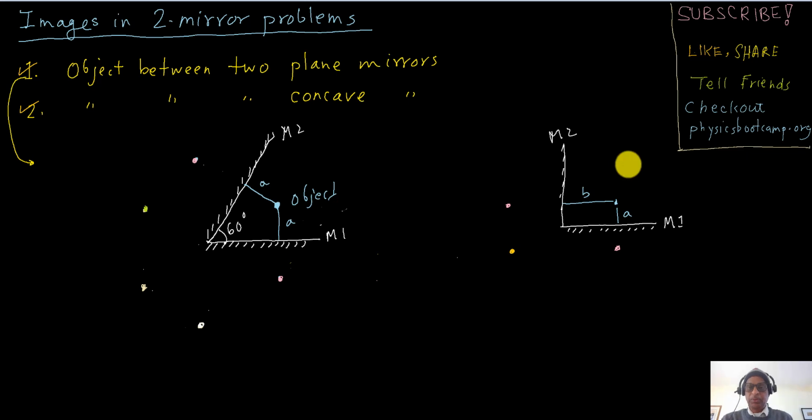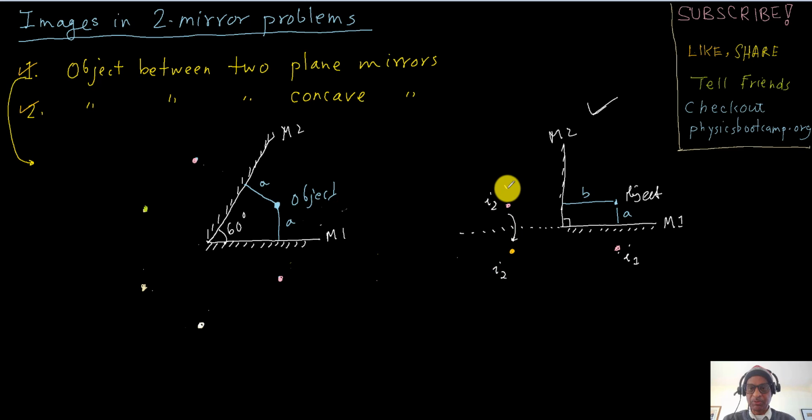Let's do this problem first. We have two mirrors, plane mirrors, at 90 degrees, and there's an object here. Again, this will be the image in 1, and this will be the image in 2, but then we need to extend this to see the image of this over here. So this will be the image of 2.